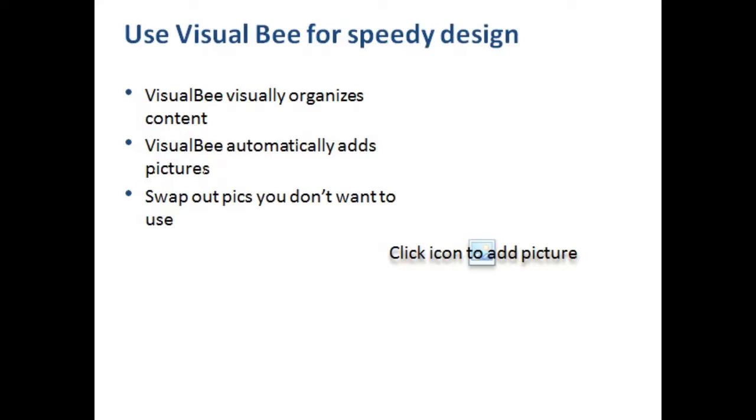Okay, so I want to take a few minutes to show you how to use Visual B for speedy design. What Visual B does is it visually organizes your content, the text. It also automatically adds pictures. That I love because I spend a lot of time looking for the right pictures. It would be nice if I could reduce the amount of time I'm spending looking for pictures, and Visual B does that for me. Now, of course, it's not always going to be perfect. So if you need to, you can swap out the picture, and there's a search feature that will allow you to do that quickly.